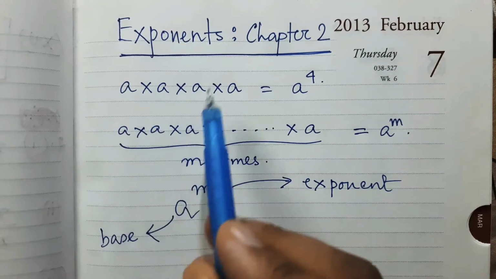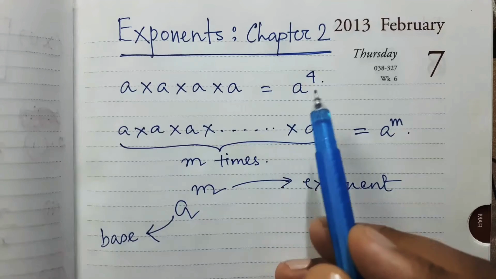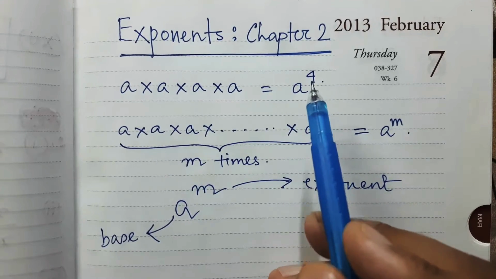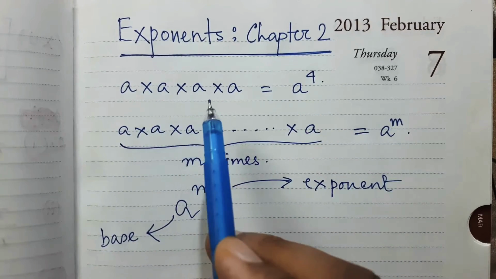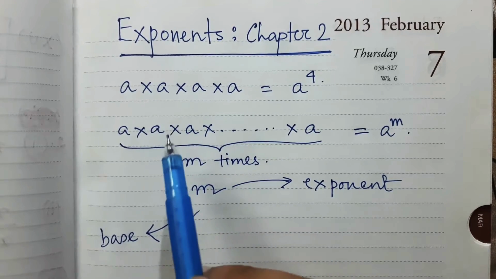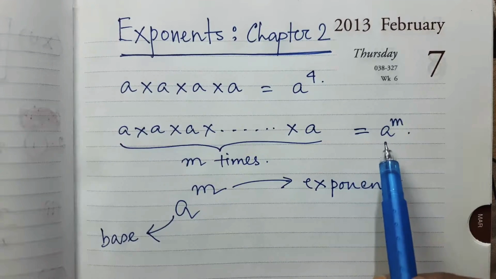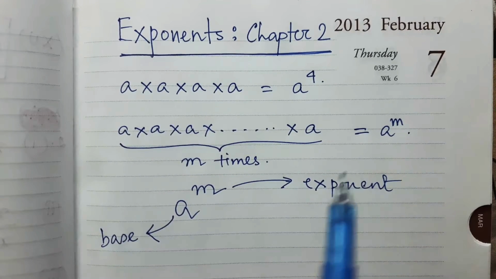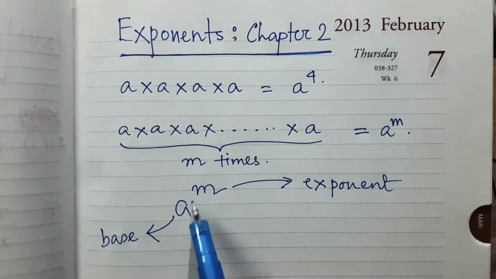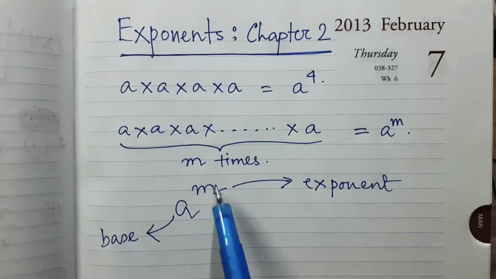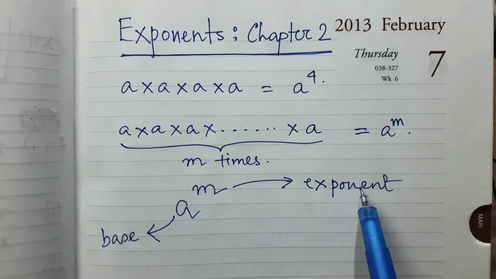This big expression we write as a power 4. That means a is getting multiplied 4 times. If a is getting multiplied m times, then we write it as a power m. So this a is called the base and this m is called the exponent.